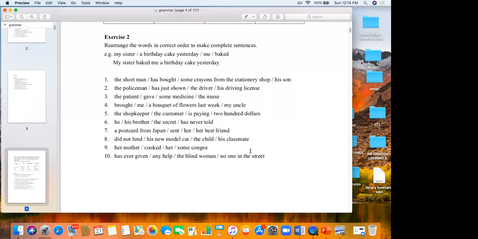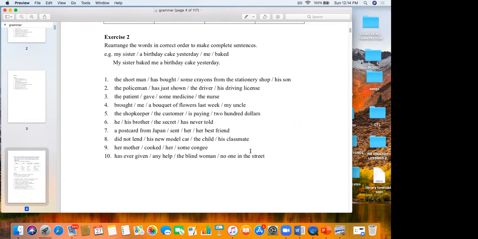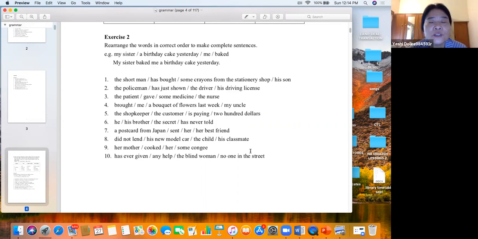Who is showing the driving license? The driver. The policeman. The driver has just shown the policeman his driving license. All right. Okay. Now, what about number 3?